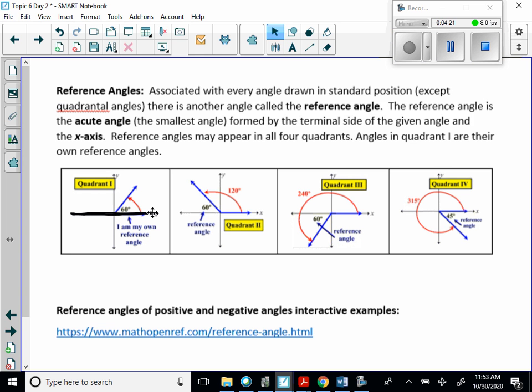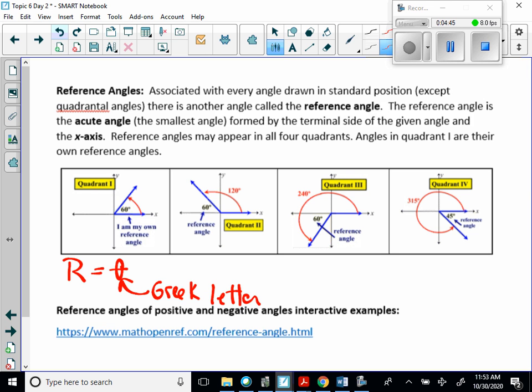Now, in the first quadrant, the formula to find the reference angle is, and I'll just use R for reference angle. The reference angle is equal to the angle, which we will just call theta. And if I haven't said so before, theta is just a Greek letter used to represent angles.